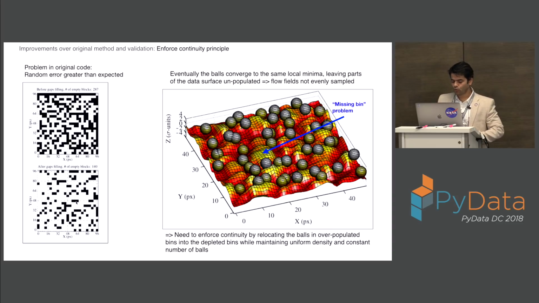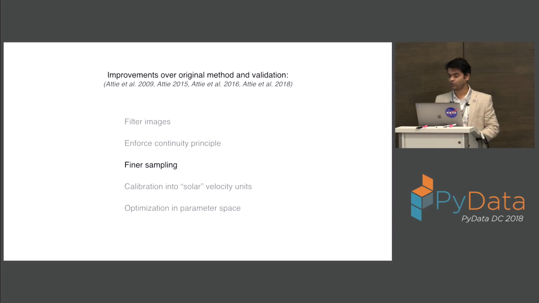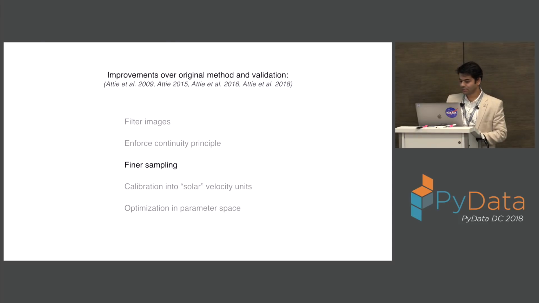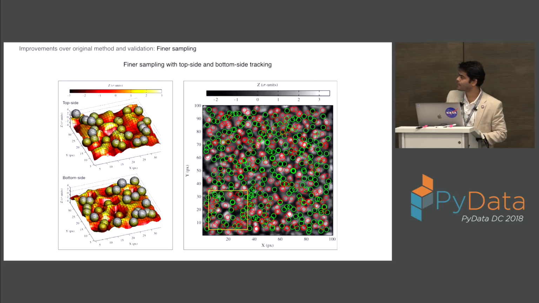So for that, you need to enforce continuity by relocating the balls in overpopulated bins into the depleted bins while maintaining uniform density and a constant number of balls. So in physics, we call that continuity or conservation of mass.